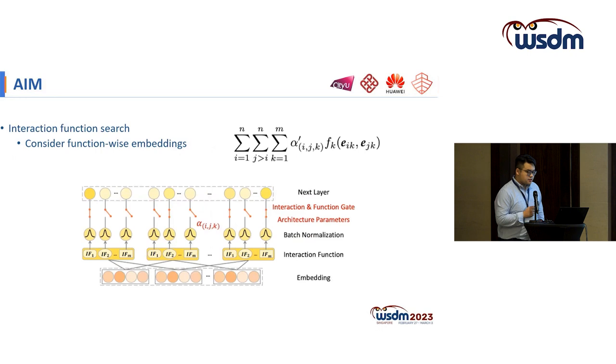AIM further selects the interaction function, and it is based on the previous feature interaction search spaces. There are two changes for interaction function search. The first is that there are K interaction function candidates, and they are applied to every feature interaction to find the optimal ones. The second is that for every interaction, we input different feature embeddings, e_i^k and e_j^k. It is named the function-wise embedding in the paper.